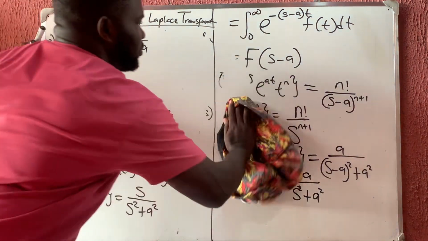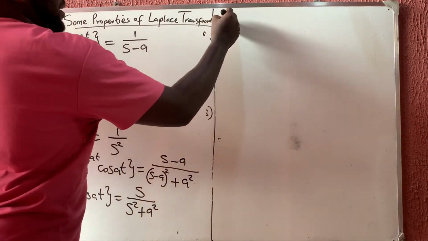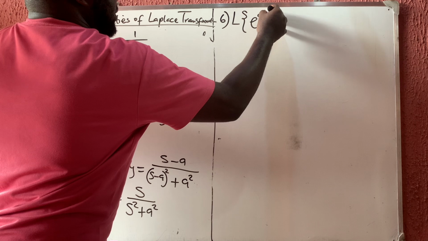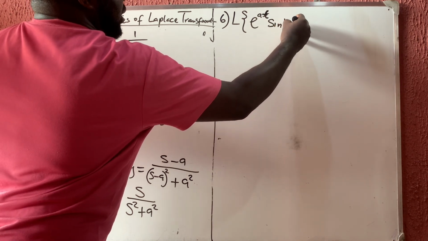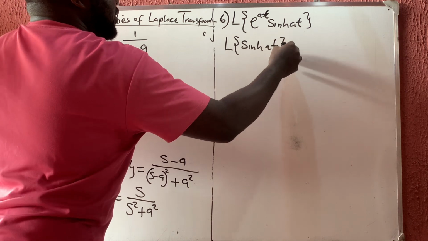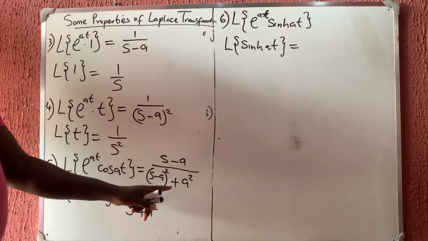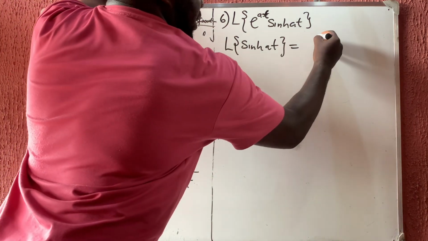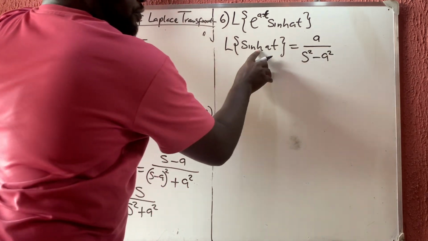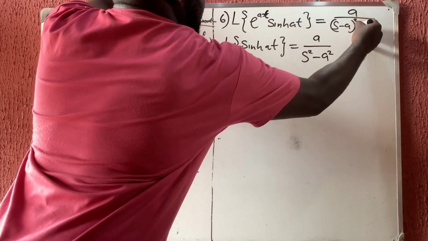So we go to the next one. Number 6. Permit me to clean here. I hope I'm not fast. If I'm fast, please rewind it and watch it 3 times. You will understand. Number 6 said, what is now the Laplace transformation of e raised to power at sine at? Now we know normally the Laplace transformation of sine at is, I told you that sine will start from a, so this is a over s squared minus a squared because of this sine. So this one should now be a over (s minus a) all squared minus a squared.